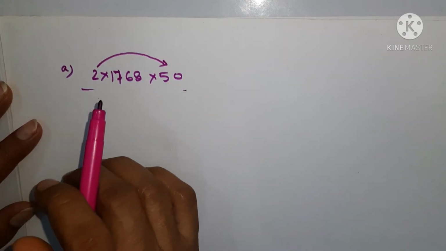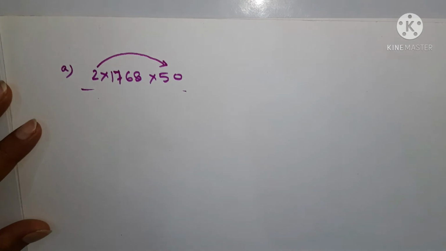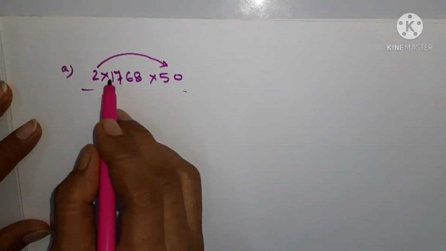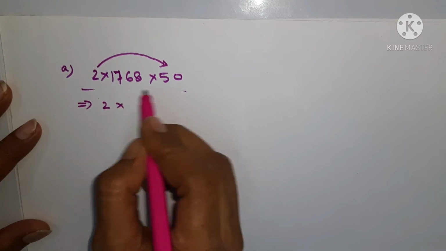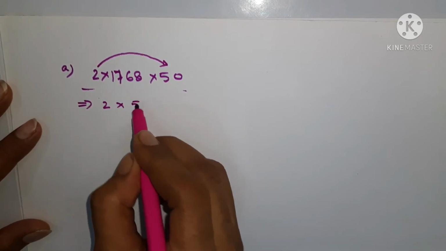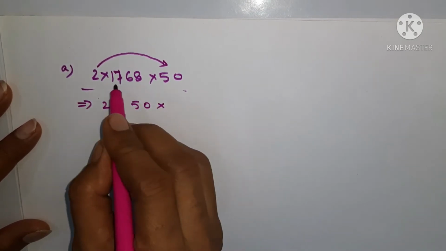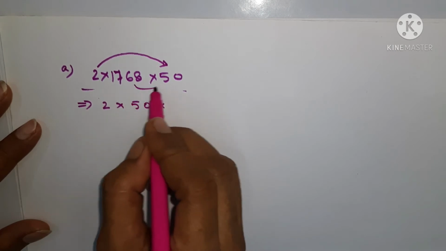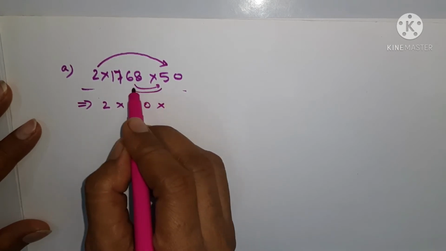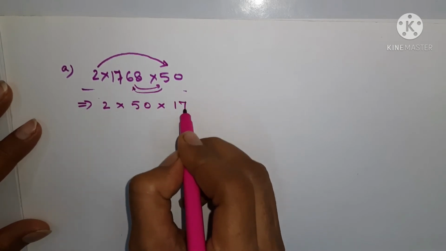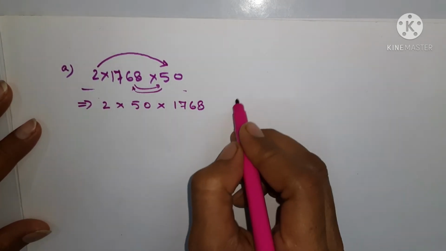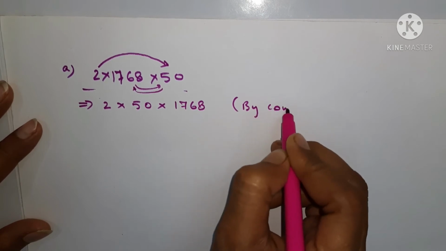Let us try to see this. Say, if you are going to group them, it will be 2 as such, into, just change these places. So again, by using the commutative property, you can just interchange the places of these two. This will go here and this will come here. So it is 50 and then 1768 will go here. By what? By the commutative property.